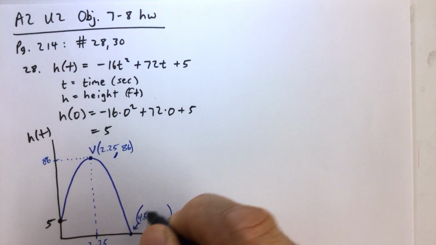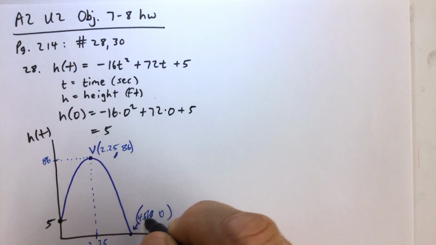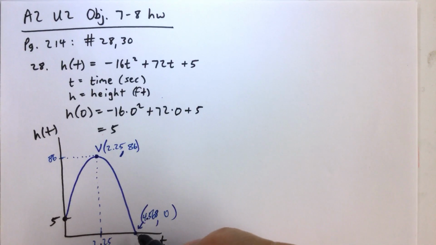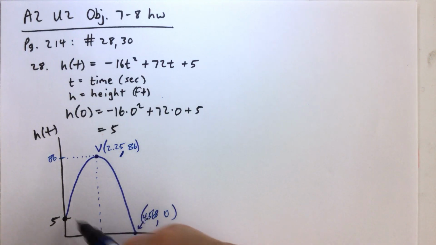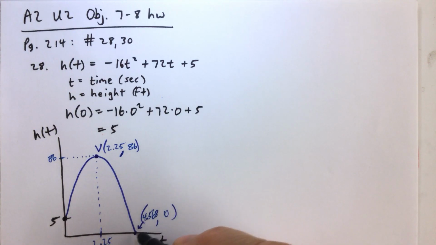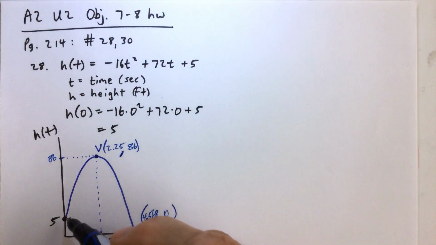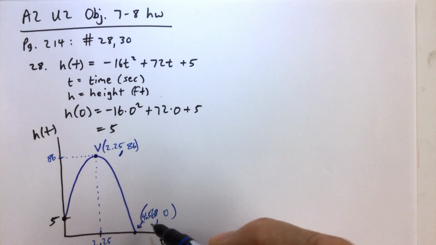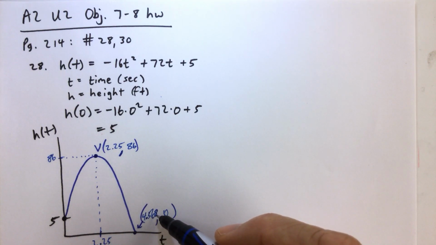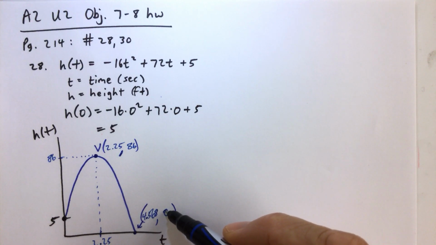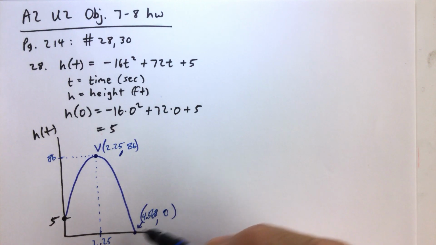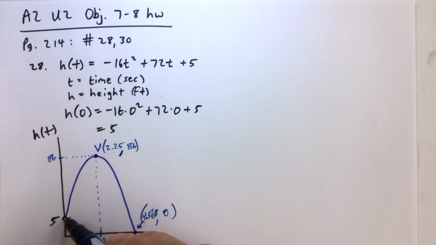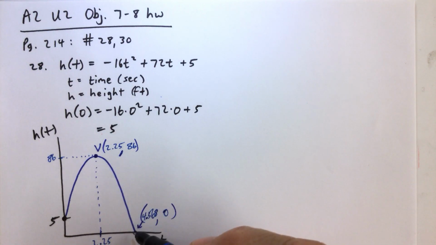4.568, comma 0. And that's an important feature of the graph because that tells us that at that time the height was 0. So what does that mean? At that time the height was 0. The arrow goes up in the air, goes 86 feet in the air, and it comes down, and at the 4.568 second mark, if the height is 0, that means that the arrow hit the ground. The arrow is shot from 5 feet in the air, and then it's eventually going to hit the ground. That's what it means.